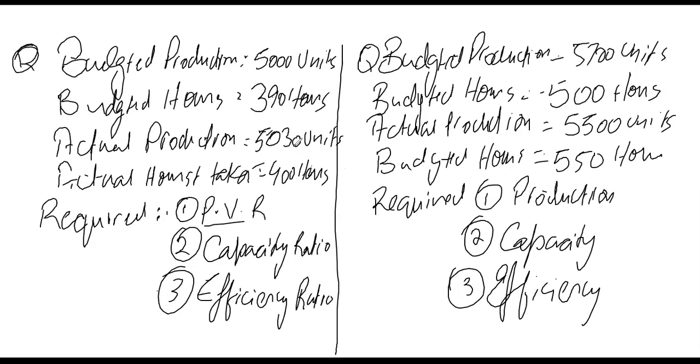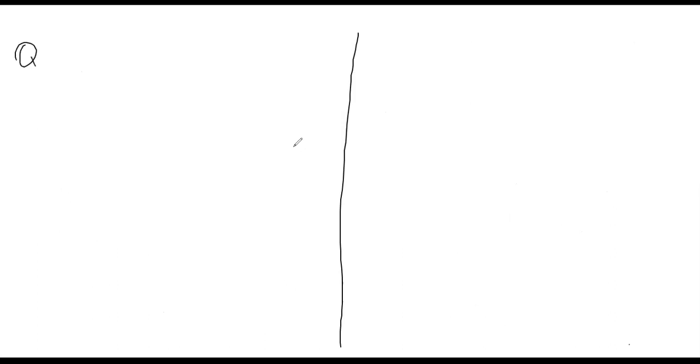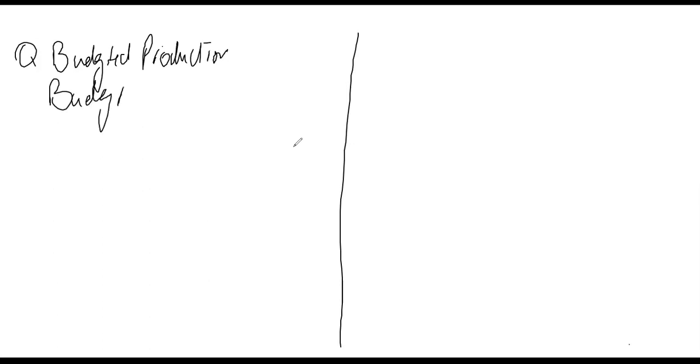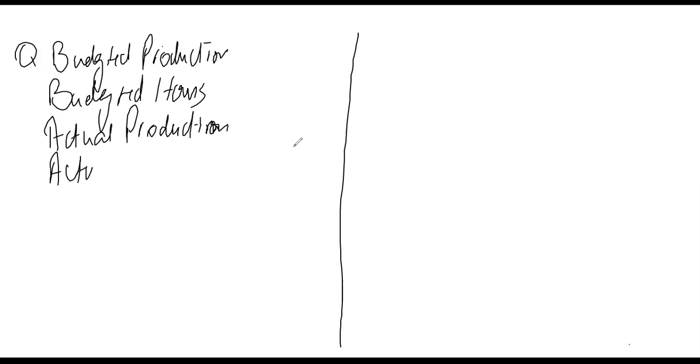Okay, so another question that I'm drafting right now: budgeted production, budgeted hours, actual production, and actual hours. So the budgeted production is 7,000 units. Budgeted hours is 360 hours.